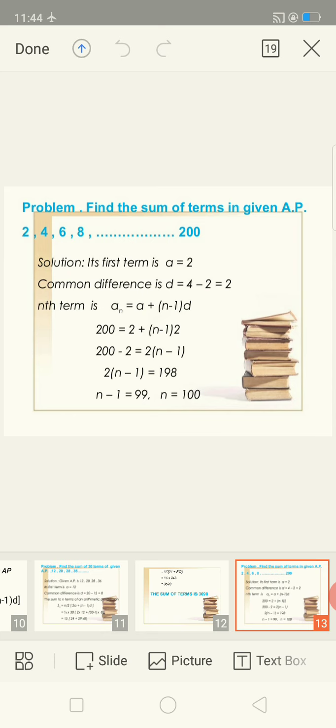Here the unknown value is n. So we find the value of n. So 200 minus 2 is equal to 2 into n minus 1. 2 into n minus 1 is equal to 198. Next step, n minus 1 is equal to 99. So how to get 99? 198 divided by 2. Next step, n is equal to 100. How to get 100? N is equal to 99 plus 1. N is equal to 100.